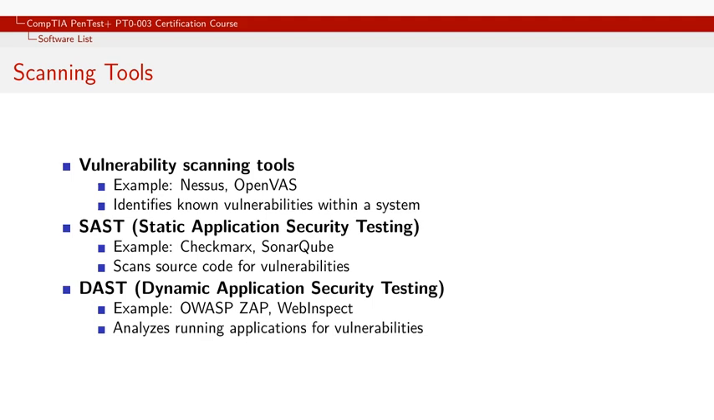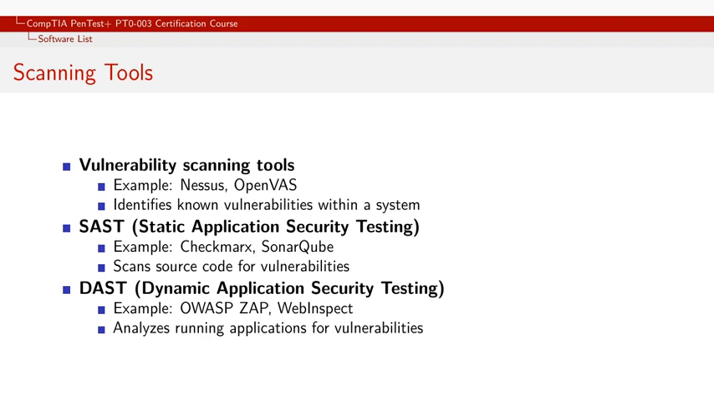and efficient. Continuing with our software list for the CompTIA PenTest+ PT0-003 certification, let's delve into scanning tools. These tools are essential for identifying and addressing vulnerabilities within your systems. Starting with vulnerability scanning tools, examples include Nessus and OpenVAS. These applications are invaluable for detecting known vulnerabilities in a network or system, allowing you to proactively prioritize and mitigate potential threats.